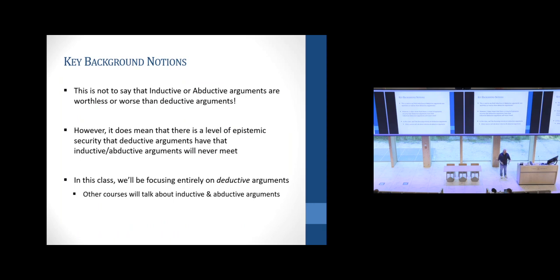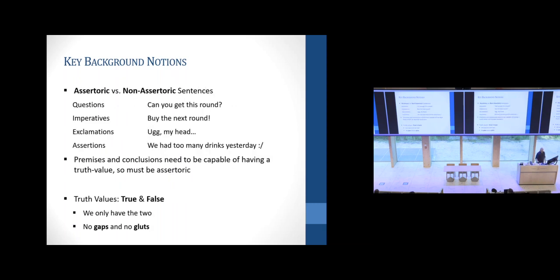So that's just to do some clarification. We're not going to be thinking about generalizing from empirical evidence. We're not going to be thinking about inferences to the best explanation. We are only looking for that airtight connection between truth of premises and truth of conclusions. That's the first little bit of ground clearing. The second little bit of ground clearing has to do with the kinds of things that can serve as premises and conclusions.